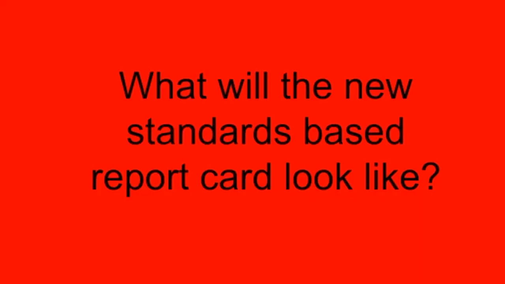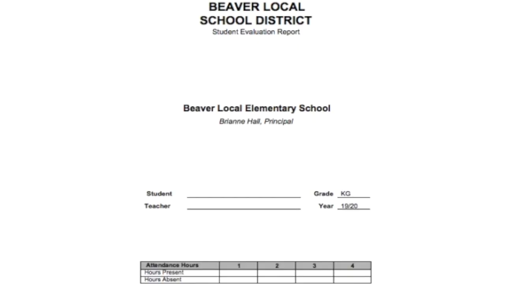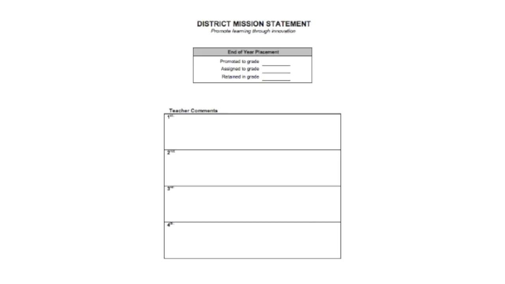What will the new standards-based report cards look like? The front cover of our new standards-based report card will look very similar to our previous report card. You will notice the student's name, grade, teacher, school year, and attendance, hours present and hours absent, at the bottom. The back cover will also look the same. You will notice the end of the year placement, promotion to a grade, assigned to a grade, or retained in a grade, as well as teacher comments. However, what is reported at each grade level will look slightly different.